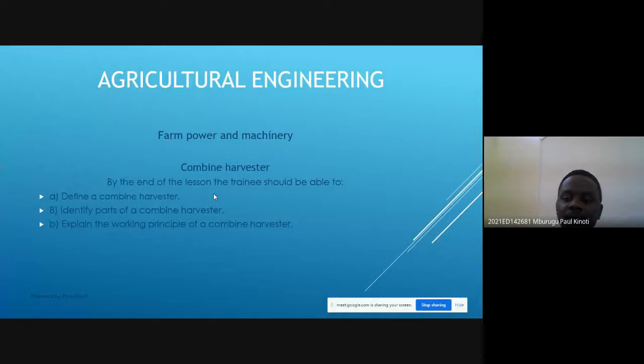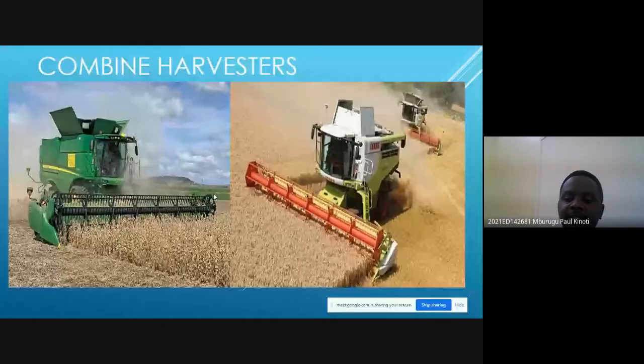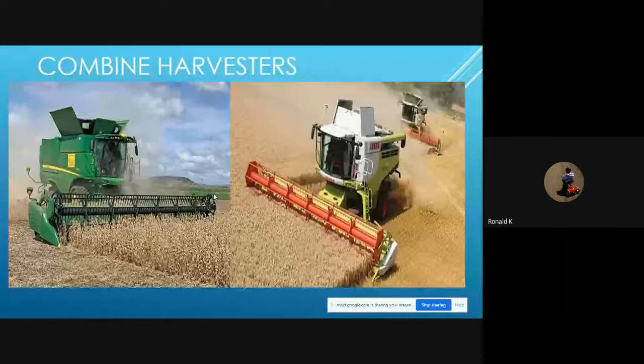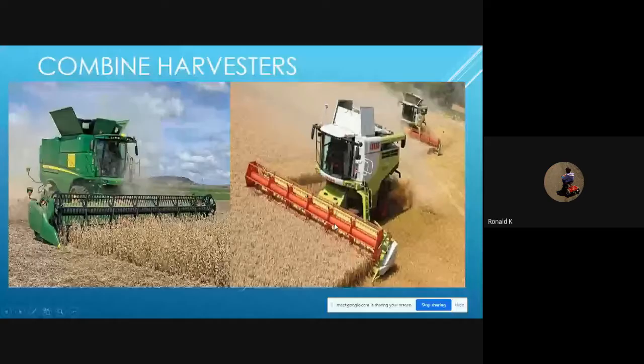So I would like one of you to say basically what is a combined harvester. Ronald Sang, can you kindly define for us what you understand by a combined harvester? So a combined harvester is a machine that is used for harvesting grains, and it combines a number of operations, that is cutting or harvesting, threshing, and storage of the grains.